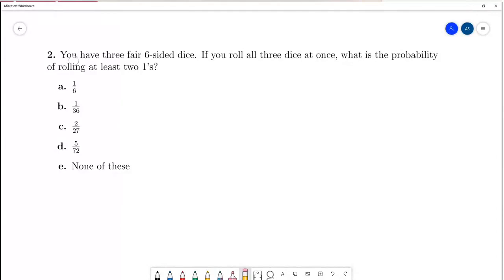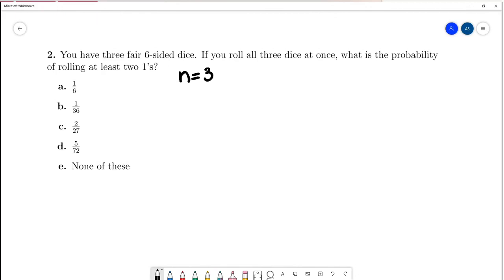Question 2 says you have 3 fair 6-sided die. If you roll all 3 dice at once, what is the probability of rolling at least 2 ones? So rolling 3 6-sided die is an example of a binomial experiment. The experiment is repeated for a fixed number of times. That's for the 3 die. We use n for the number of trials.